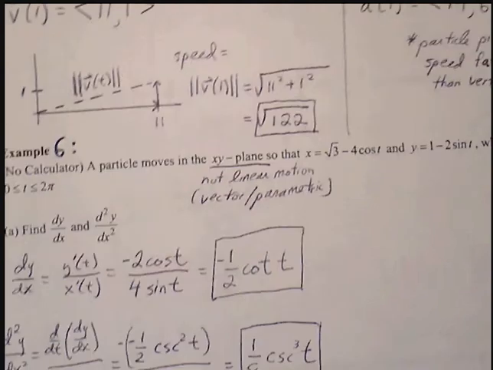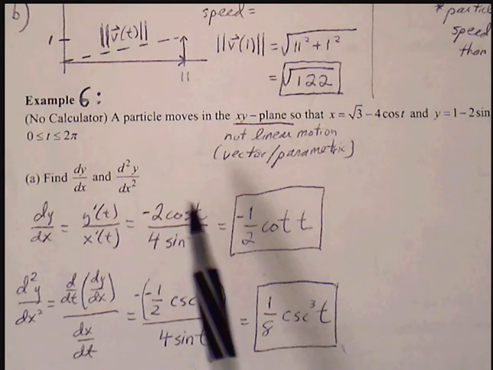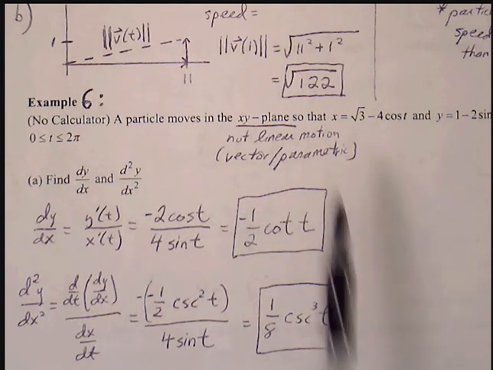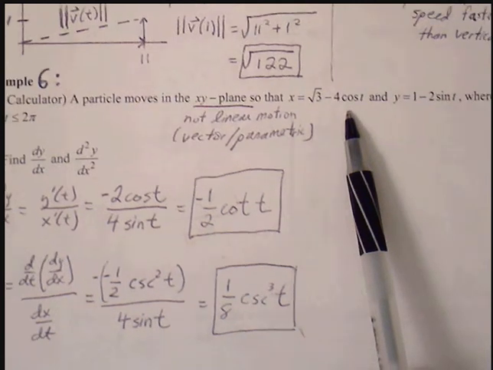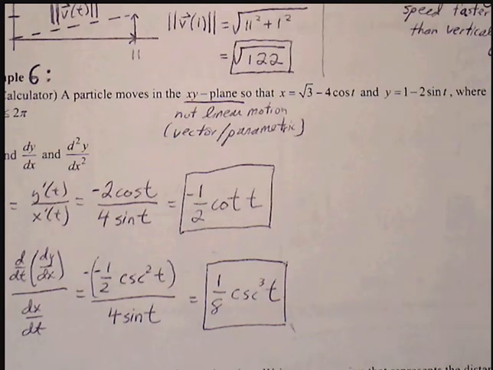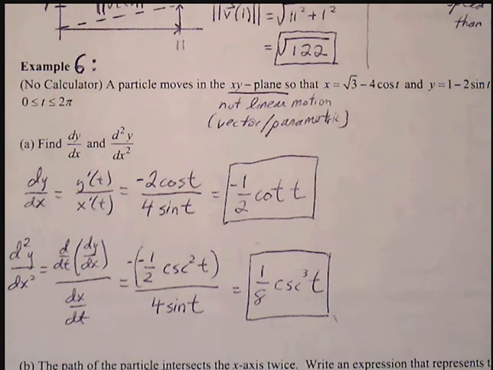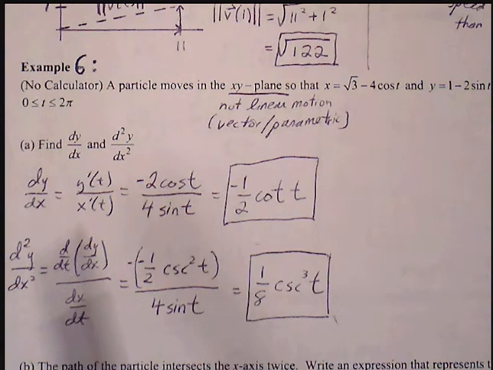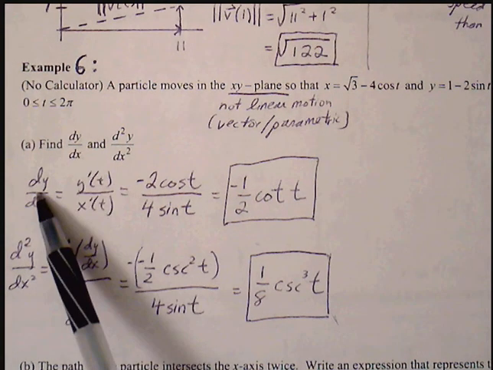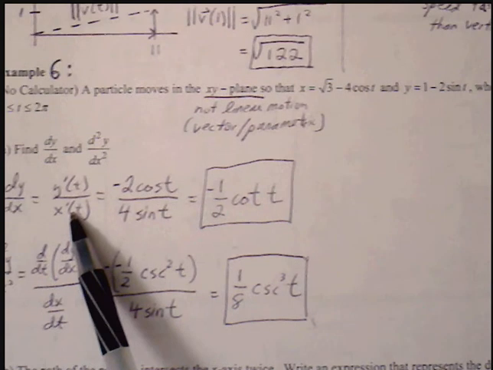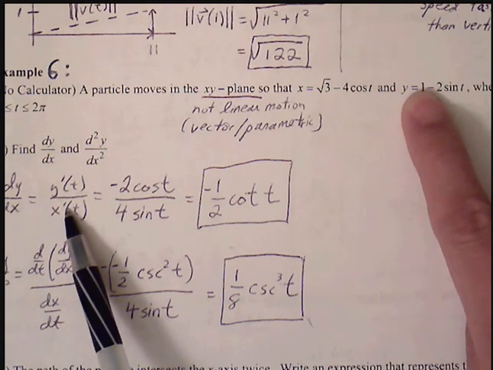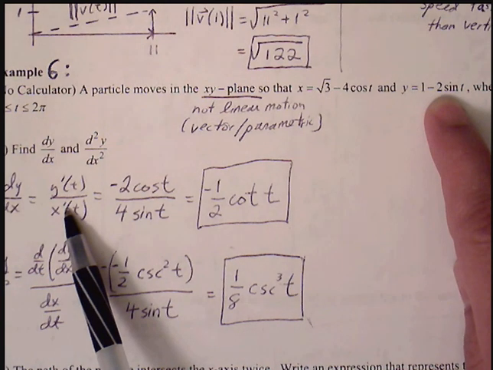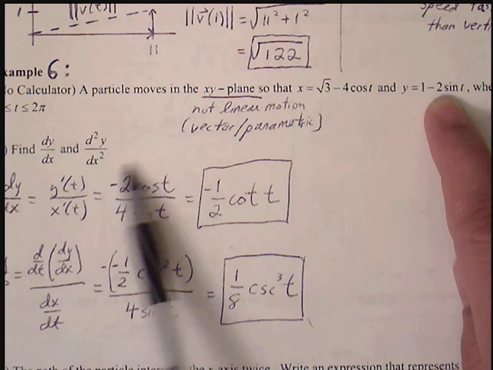Okay, example 6. A particle moves in the xy plane. So this is not linear motion. This is vector and parametric motion here. We have x is equal to root 3 minus 4 cosine t, and y is equal to 1 minus 2 sine of t. And we have our endpoints where t is between 0 and 2 pi. So we find dy over dx. So dy over dx, again, we can think of this as y prime over x prime. So y prime, we simply identify y and find the derivative. 1 goes to 0. Negative 2 sine of t becomes negative 2 cosine of t. So there's my y prime.